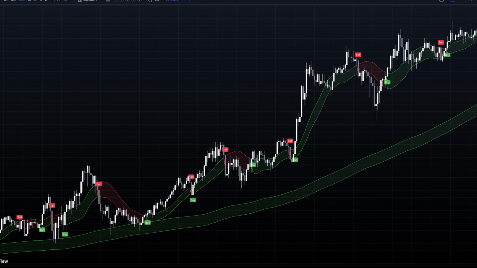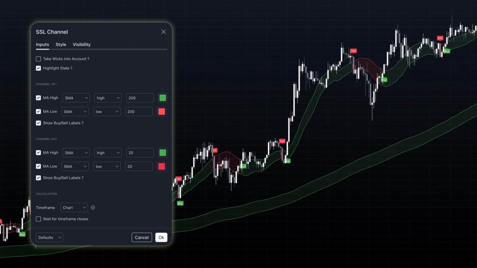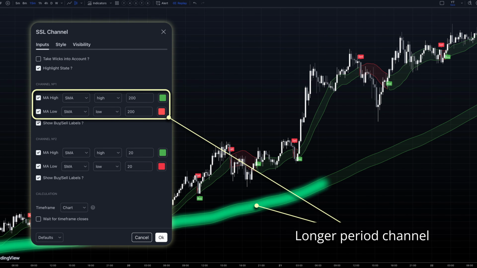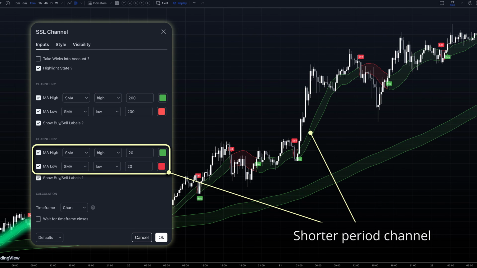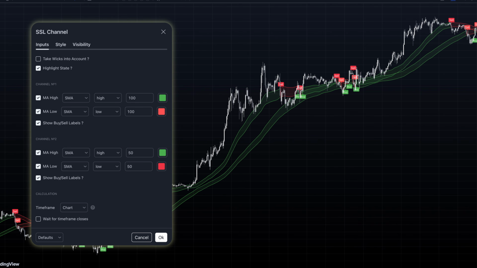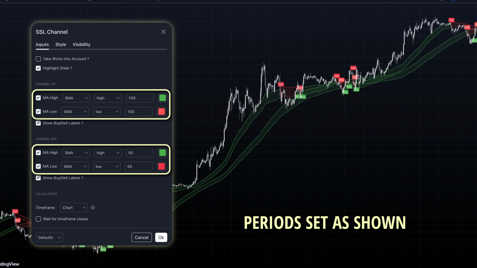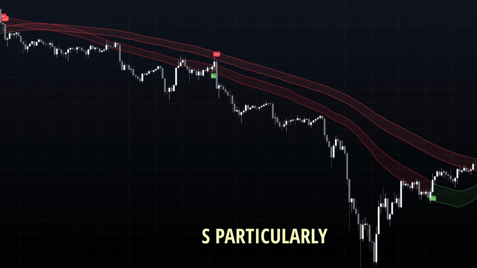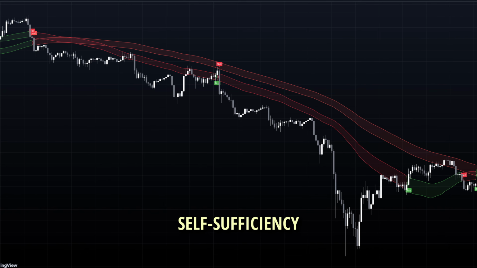This indicator shows two channels based on moving averages: a longer period channel, 200 by default, for identifying main trend direction and serving as dynamic support resistance, and a shorter period channel set to 20 by default for entry signals. For simplicity, use green coloring for bullish conditions and red for bearish conditions, with periods set as shown on screen for optimal strategy setup. What's particularly good about this indicator is its self-sufficiency.